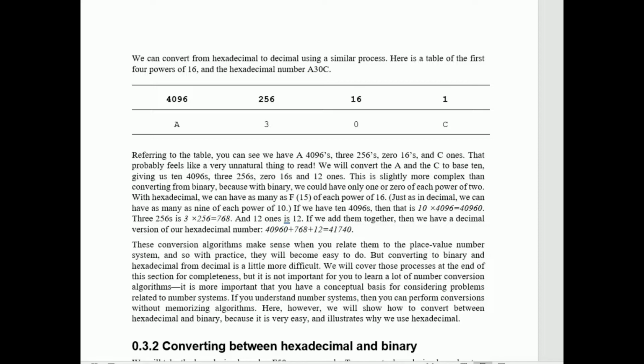It also means that the positions in the place value number system for hexadecimal numbers are the 16 to the 0th position, or 1s, the 16 to the 1st position, or 16s, the 16 to the 2nd position, or 256s, the 16 to the 3rd position, or 4096s, and then the positions get quite large. The 65,536s position, the 1,048,576s position, and so on.